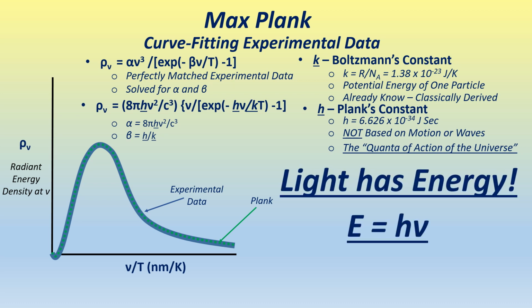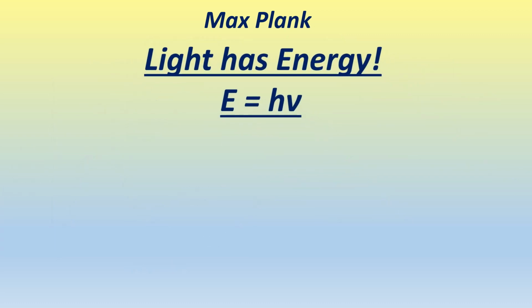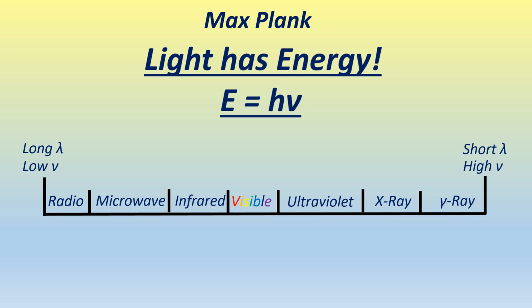That energy was proportional to the frequency, where the energy of a particle of light, or a photon, is Planck's constant times the frequency. When looking at our previous view of light, we had seen that light has a spectrum, from radio waves at long wavelengths and low frequencies to gamma rays at short wavelengths and high frequencies.